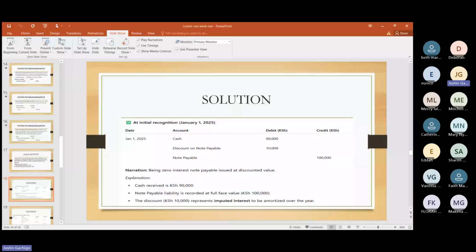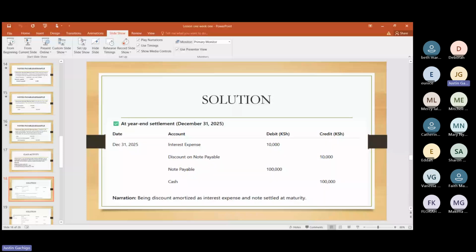Then the second part is now at the end of the year. This is a more detailed journal, but at the end of the year, what we need to do is to debit the interest expense, 10,000, then credit the discount on note payable, then debit note payable because it is reducing, then credit the cash. Again, that is how we are supposed to conclude on that question.